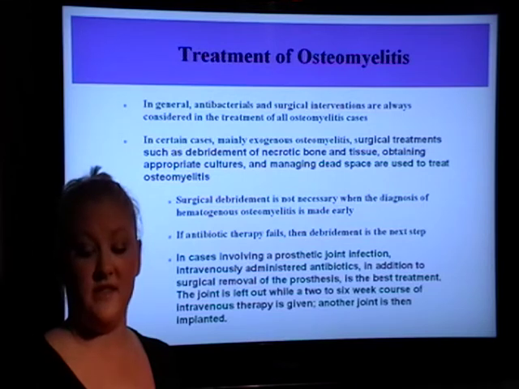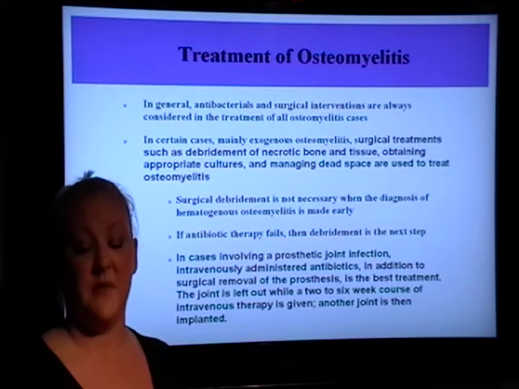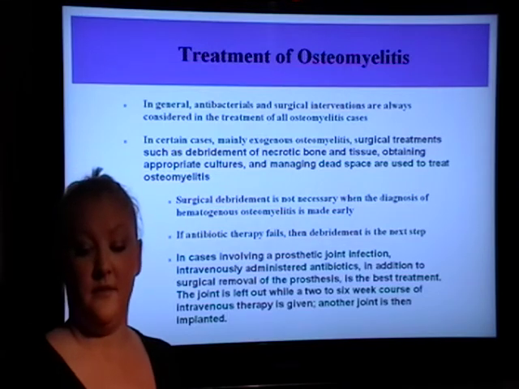In cases involving a prosthetic joint infection, intravenously administered antibiotics in addition to surgical removal of the prosthesis is the best treatment. The joint is left out for about 2 to 6 weeks, and a course of antibiotics is run, and then another joint is implanted.